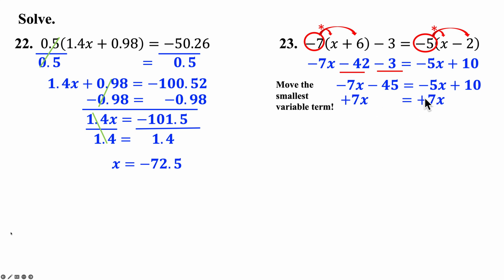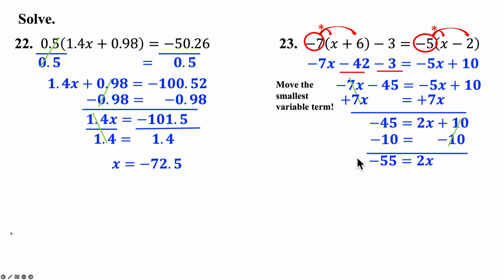Add 7x to both sides, and now this x term over here is positive. We don't have to worry about negatives. Subtract over the 10. Negative 55 is equal to 2x. Divide by 2. X equals negative 55 over 2. Store that for x. Type in the left side as you see it. Type in the right side. If both values on your calculator are the same, then you know you are correct.